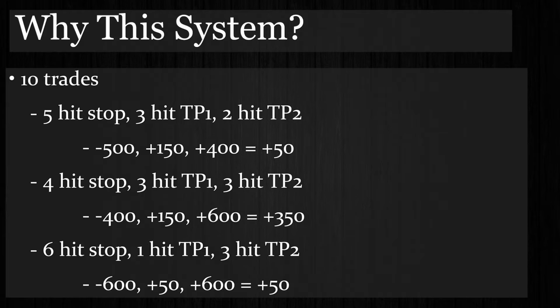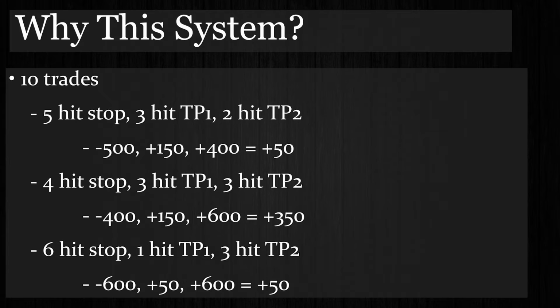And 2 go all the way to TP2. That's $200 each or $400 overall. That means we made a net of $50. That's only a 50% win rate, and we're still turning a profit. You can see why this relatively strict risk to reward works out. Let's move on to the next example.